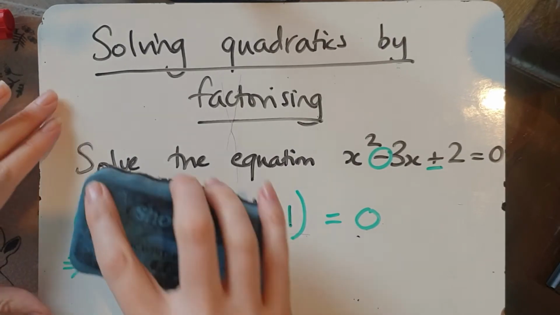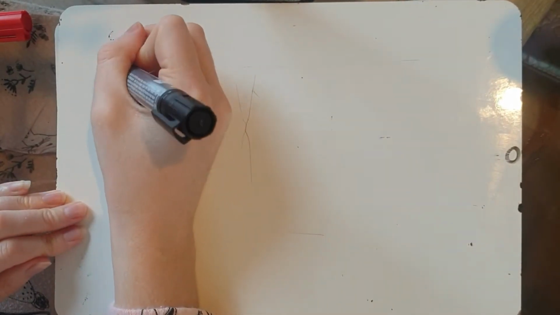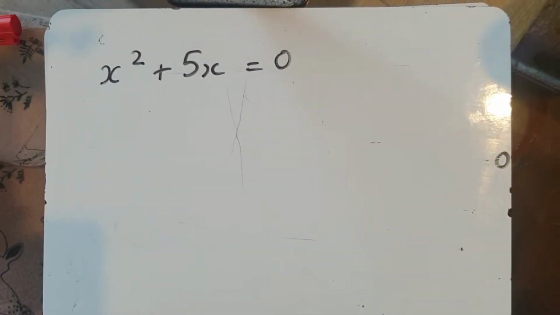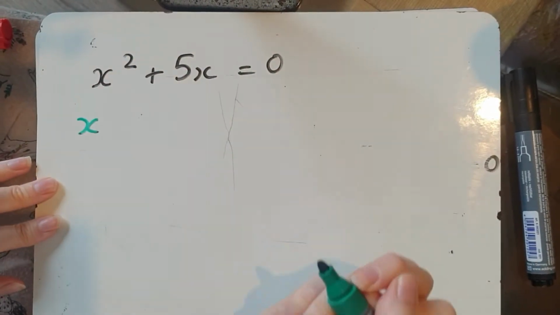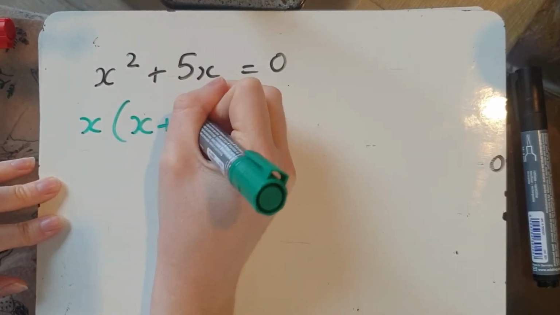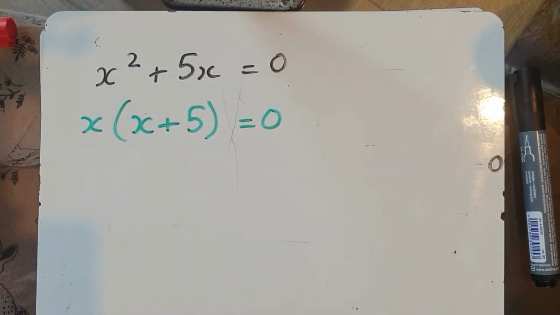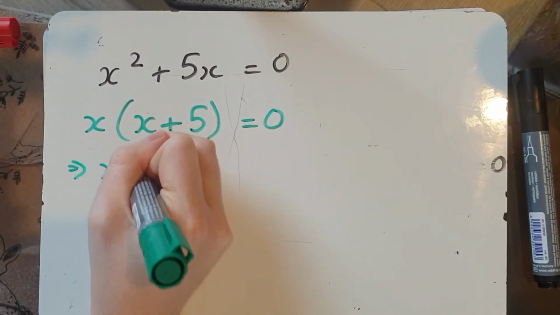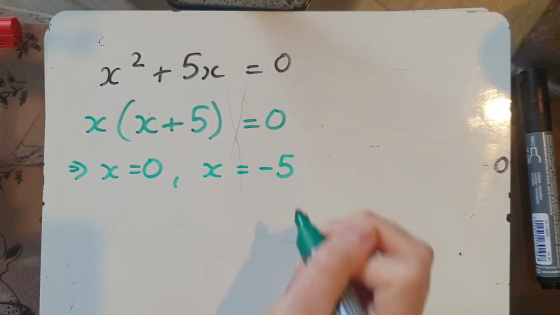Another simple example. If I have x squared plus 5x equals 0, there's now no constant term. So to solve this, I'm just going to take x out, and then that will go into x plus 5. Same concept. If this multiplication equals 0, then either x on its own equals 0, or x plus 5 equals 0, so x equals -5.